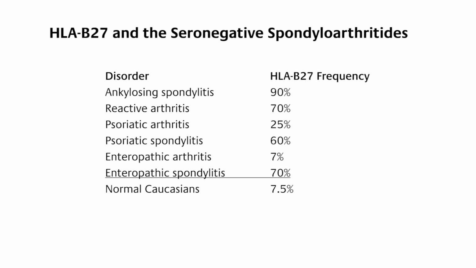B27 is the 600-pound gorilla here, and I'll show you how big it is. It's present in 90% of patients with ankylosing spondylitis, and it's very high in other types of spinal arthritis. In the United States, it's present in 7.5% of white people. It's present in 4.6% of Hispanics and 1.1% of African Americans. And so it's definitely less common in African Americans, but it's still the 600-pound gorilla.